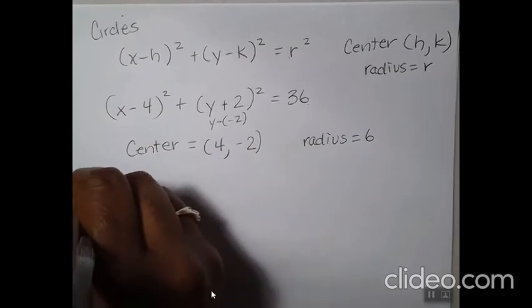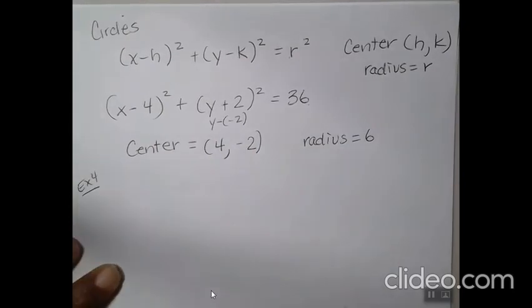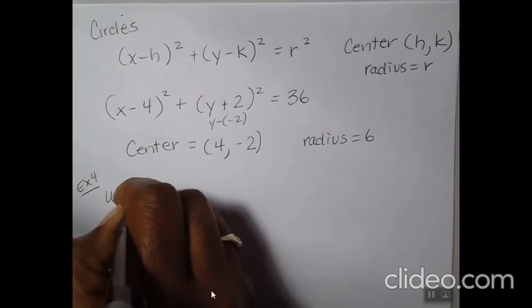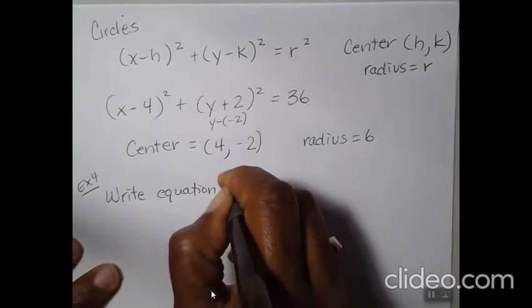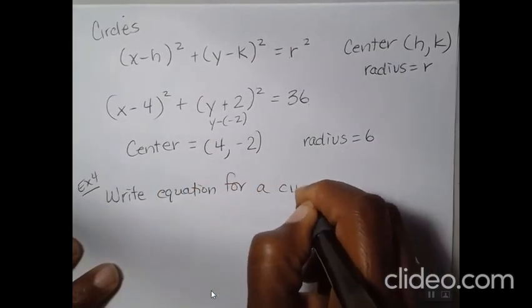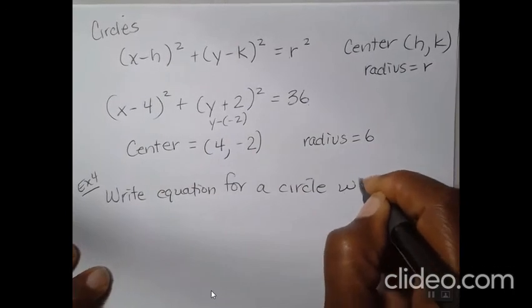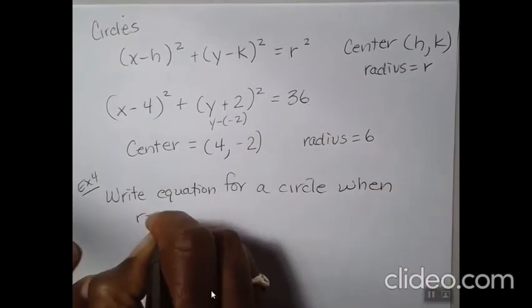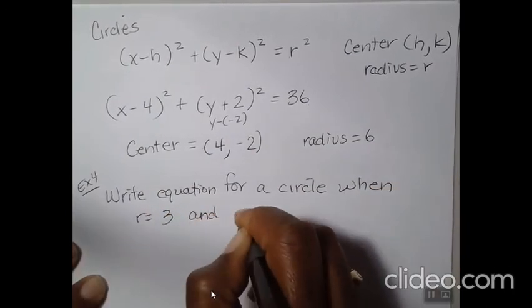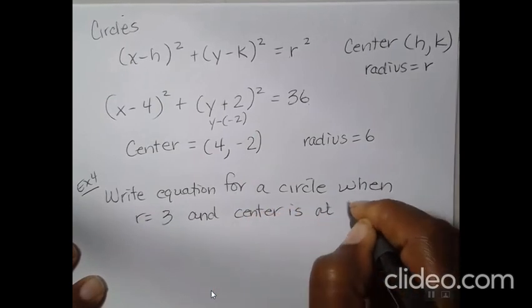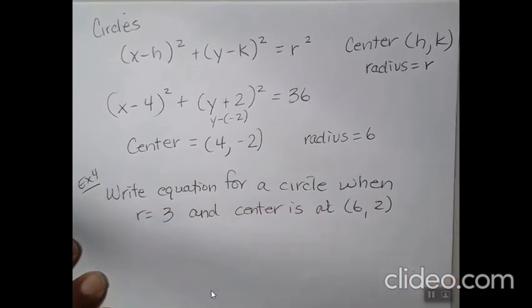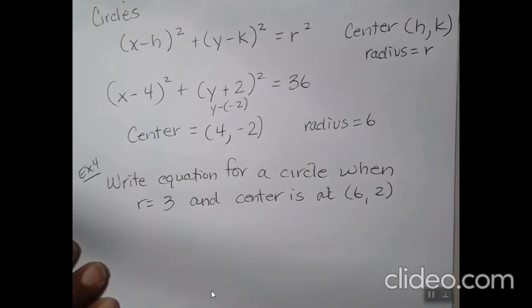So let's do an example. Example 4 is: write the equation for a circle when r equals 3 and the center is at (6, 2).